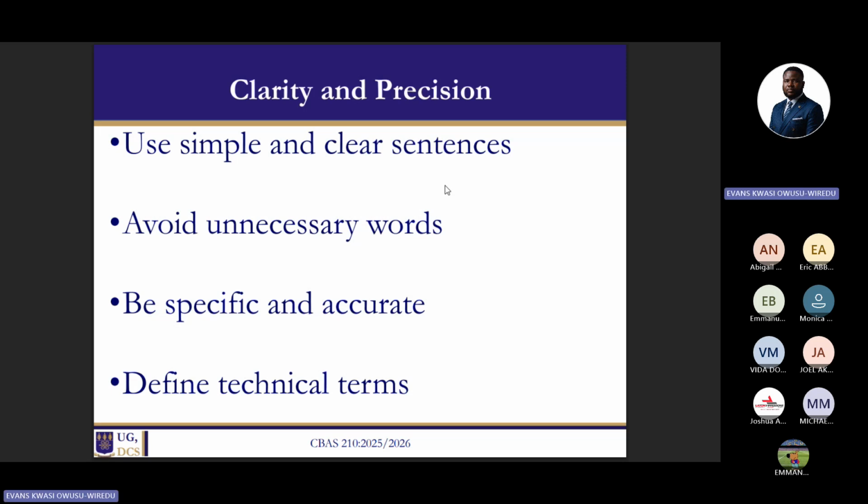I think everybody is happy with it. So it must be clear and simple so that all of us would understand. When you write and we don't understand, it's either you are living in a different world or we are living in a different world. So it must be straight to the point.